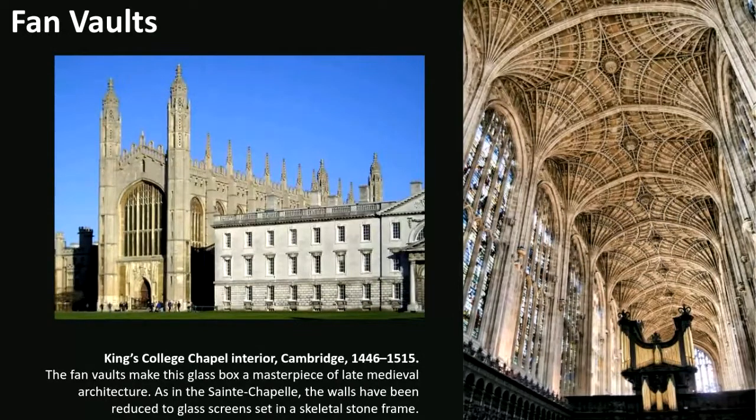So they have this King's College interior, which is connected to a college, a university, and here it's mentioned as a glass box masterpiece of the late medieval architecture. As in the Sainte-Chapelle, the walls have been reduced to glass screens and skeleton stone frames. So the plan is pretty simple. Everything's pretty simple, but it really takes this idea of vaulting to a whole new level. It just goes crazy with it. So if you're ever visiting, this is one of the amazing vaults that you want to see.